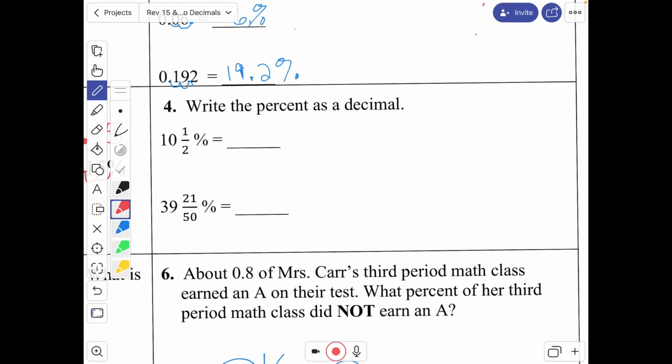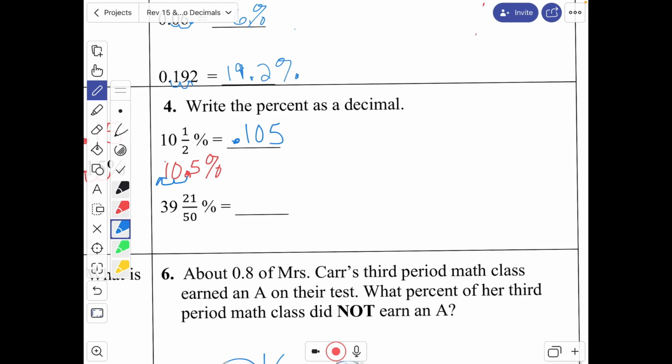Number 4 says to write the percent as a decimal. Well, I don't see a decimal. Instead, I see a fraction. So first I need to change that fraction to a decimal. 10.5% is really 10.5%. So first you want to actually replace the fraction, but I haven't changed it from a percent. I need to move the decimal 2 spaces to the right, like it's running away from the percent sign. So that's 0.105.